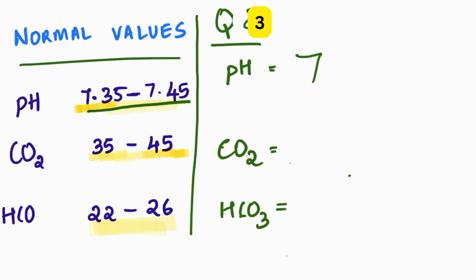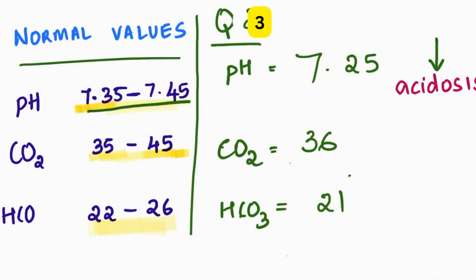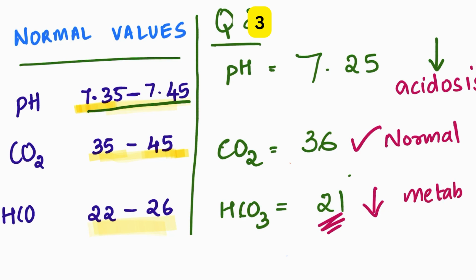Next question, pH is 7.25, carbon dioxide is 36 and bicarb 21. pH is low, 7.2 is less than 7.35, so it's acidosis. Carbon dioxide is within the normal range, 36, but bicarb is low, 21. So anything that is low or high is abnormal, so it's metabolic because it's bicarbonate. So it is metabolic acidosis.